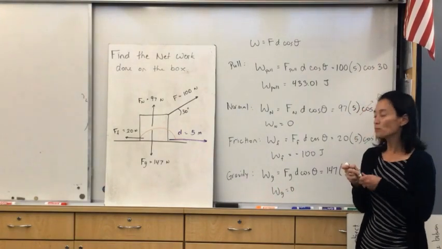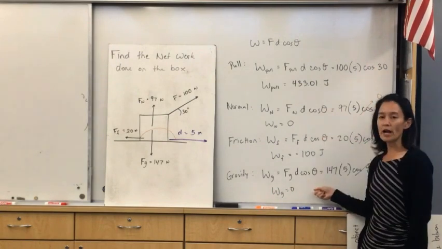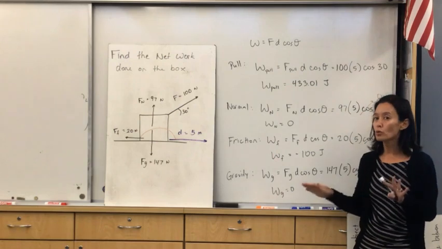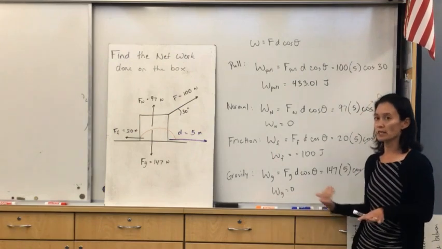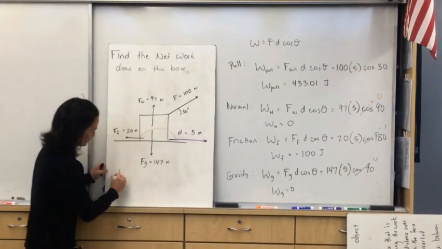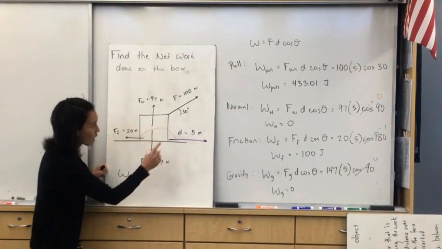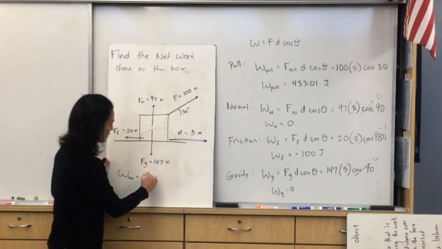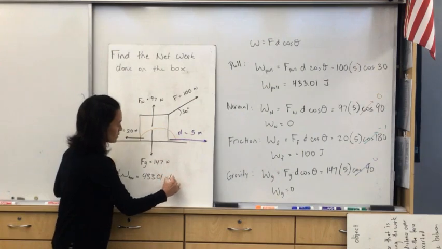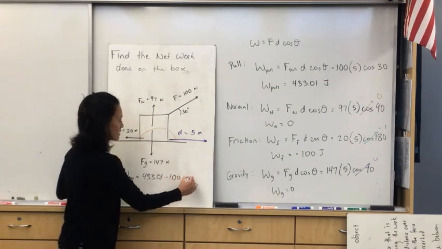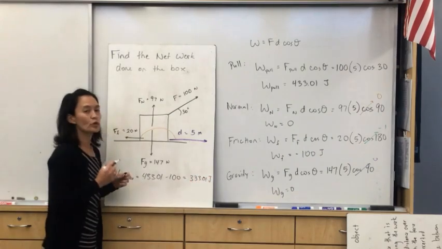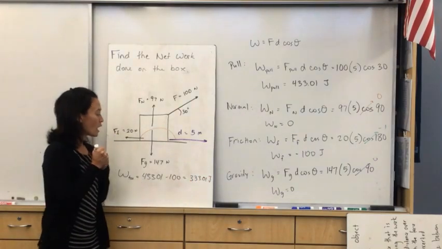Very similar conceptually to the normal force. My force of gravity is not helping this thing move forward, so it's contributing 0 joules of work to getting this thing to move forward. So when I think about my total work, I have my 433 plus 0 minus 100 plus 0, which is 333.01 joules of work. So that's the total work being done on my box.